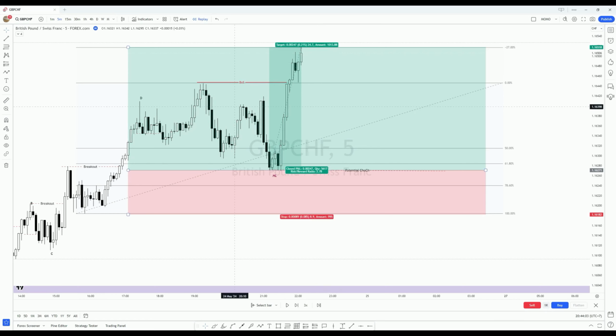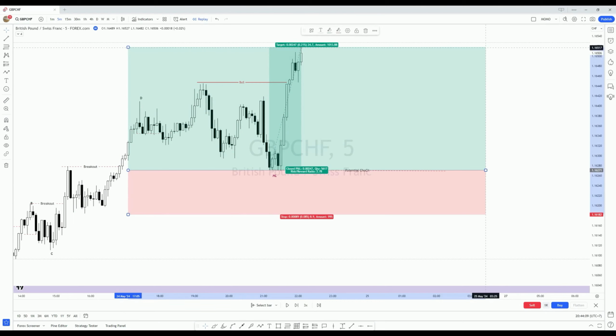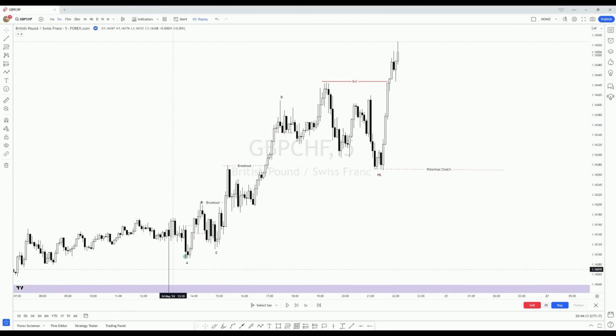Okay, now let's clean our chart. Our take profit here was hit, and thank you here for Fibonacci and for this trade. Now we have A, B, C, D, and I have a break of structure and I have a higher low. This higher low over here is my new C.